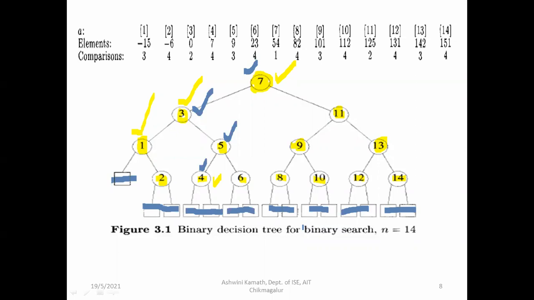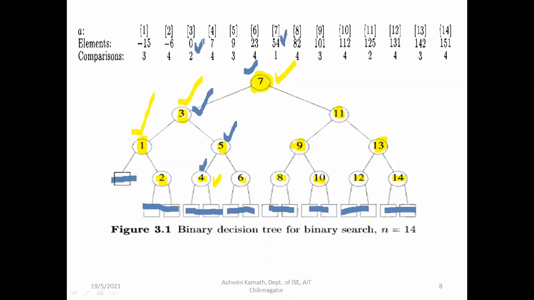So for the first element, minus 15, we need only 3 comparisons. It is in position 1. The first mid element will be 7, so it will be compared with 7. If it is not equal to 7, that is 54, then it will check from 1 to 6. When it checks from 1 to 6, the next mid element will be 3.